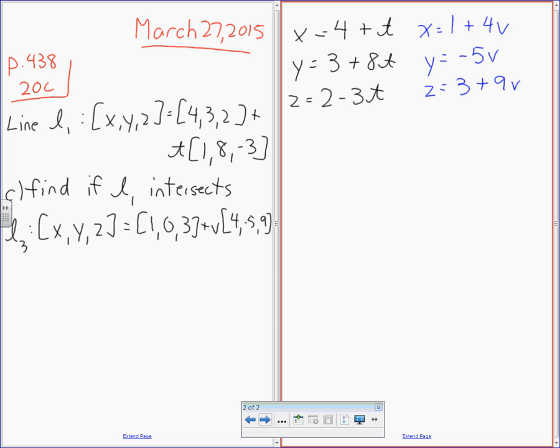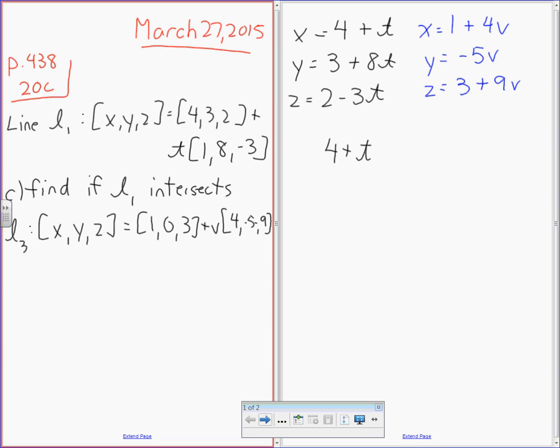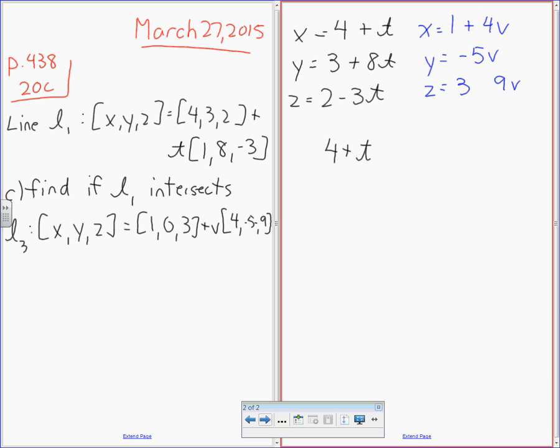So we're going to end up with 3 equations here. So you're going to have 4 plus t. Whoops, oh, I'm sorry. Thank you. That probably would have made a huge difference in my answer.